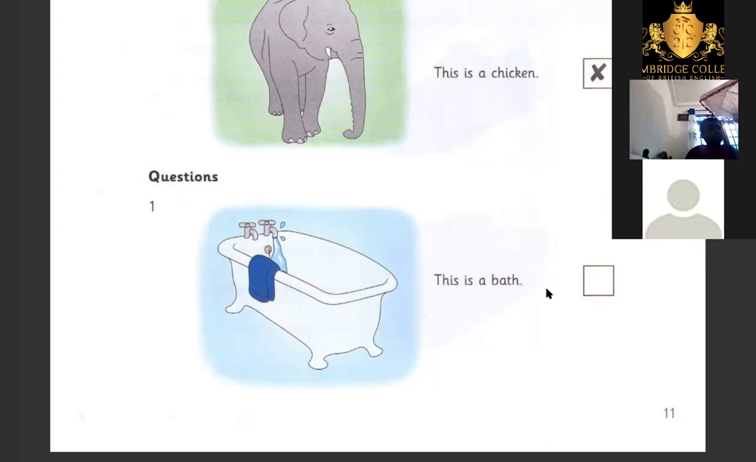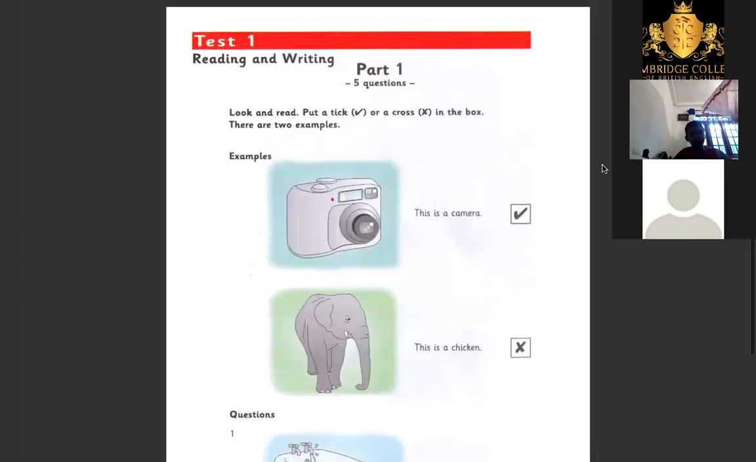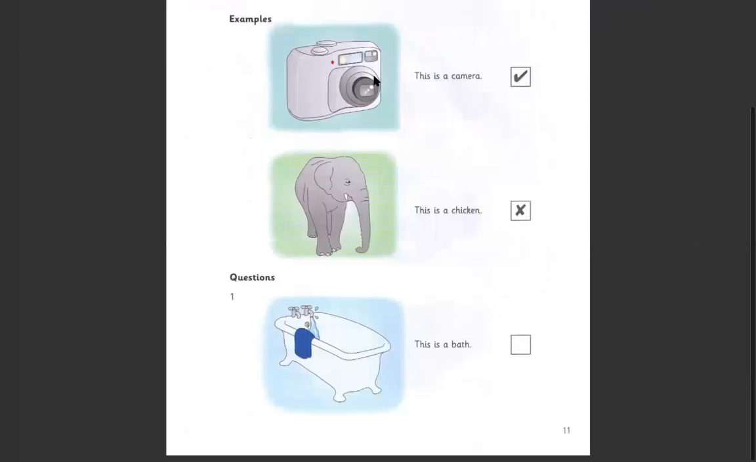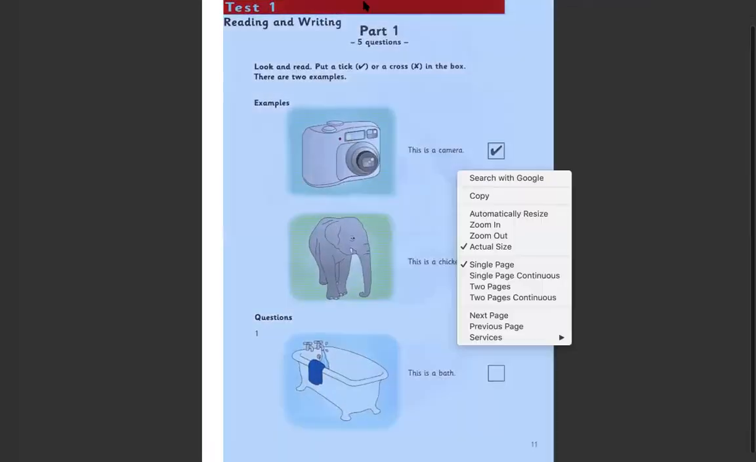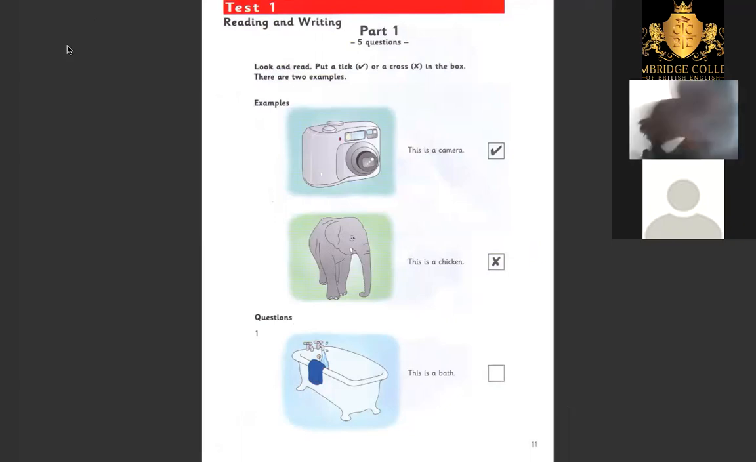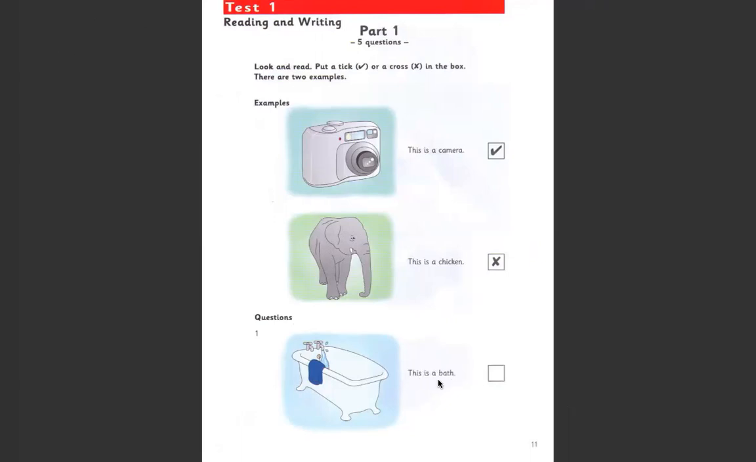No need to draw pictures. Take your writing book, write the topic as reading and writing part one, then write question number one, and write the sentence, this is a bath.